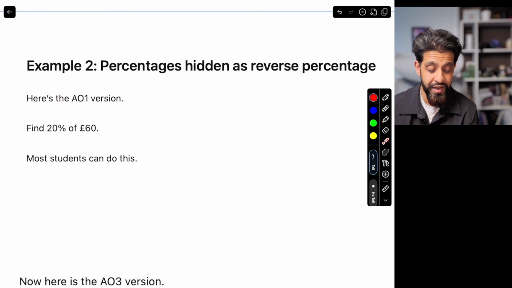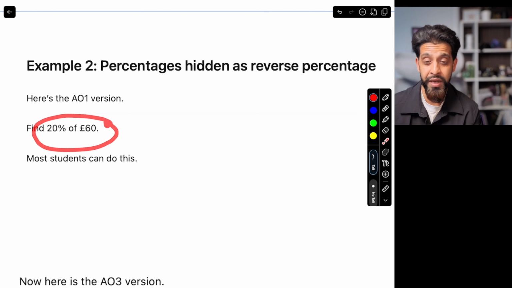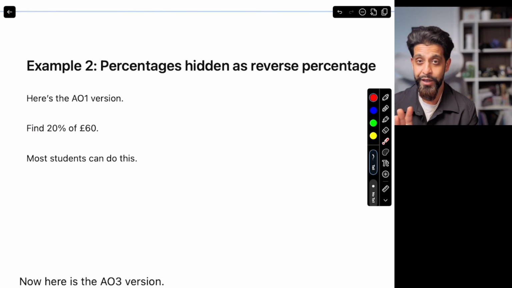Most students will be able to do this. They'll find 10% of 60, double it, and they've got 20%. However, take a look at the AO3 version.